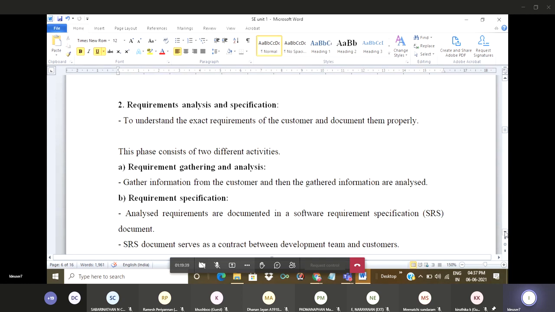Analyzed requirements are documented in the software requirement specification document, which serves as the contract between the development team and customers, because we have documented properly the project details of a client. So if any problem arises, we can show this document to the customer because we have already taken all the requirements from the customer. So the software requirement specification document serves as a contract between the development team and customers.